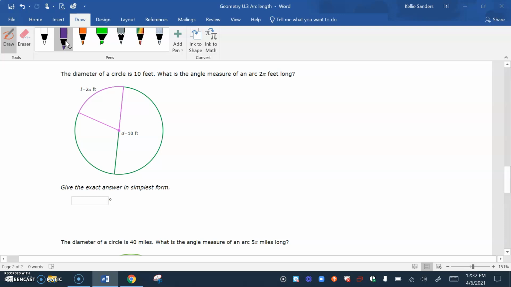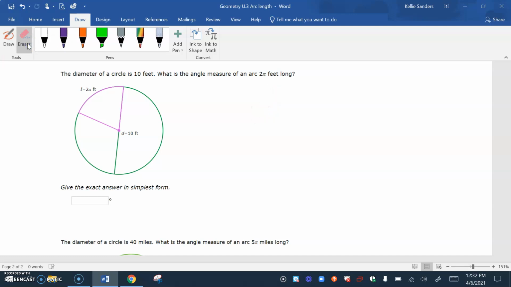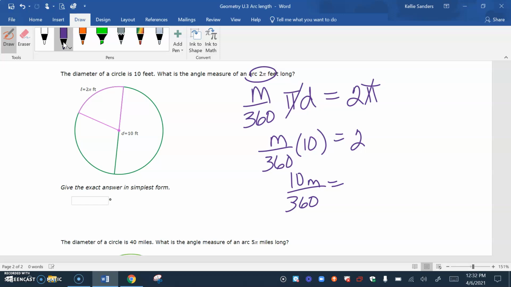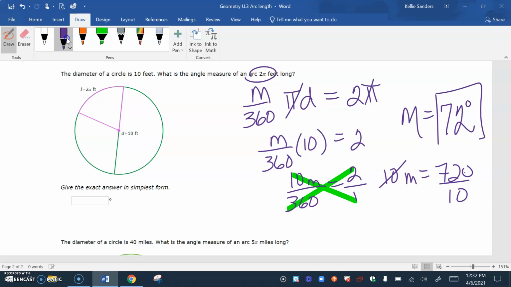The diameter of the circle is 10 feet. What is the angle measure of an arc 2 pi feet long? So m over 360 pi times diameter, and we got 2 pi, because that's what that means right there. The pi's are going to cancel out, and the diameter is 10, which makes it 10m over 360 equals 2 over 1. If we cross multiply, we get 10m equals 720. Divide by 10, and the measure of the angle is 72 degrees.